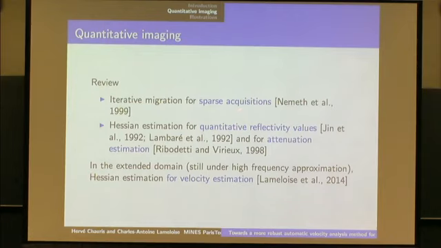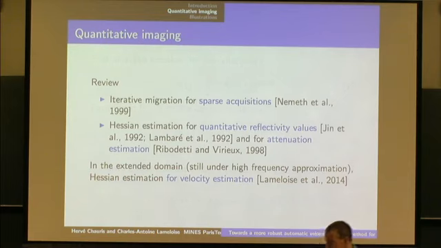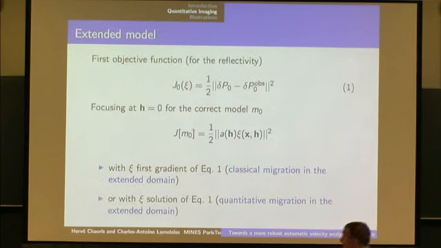People, a bit before, also used quantitative migration to have a more quantitative reflectivity and a better resolution. This is exactly what I've shown at the beginning. So you properly solve that, and you have a better focusing. Okay, and people have also done that for attenuation. Here we propose to have quantitative migration, and the objective would be to improve velocity estimation. So it would be to improve the shape of that objective function.